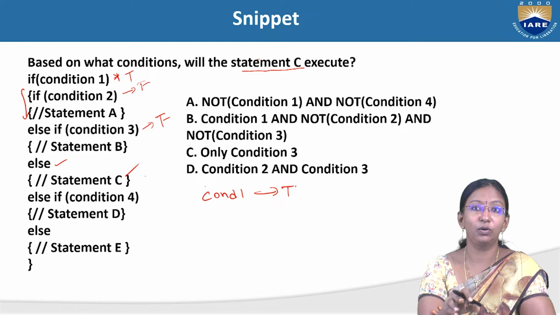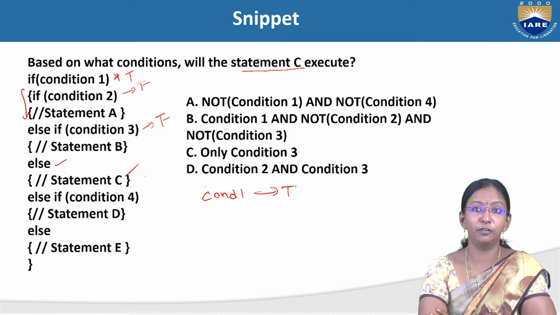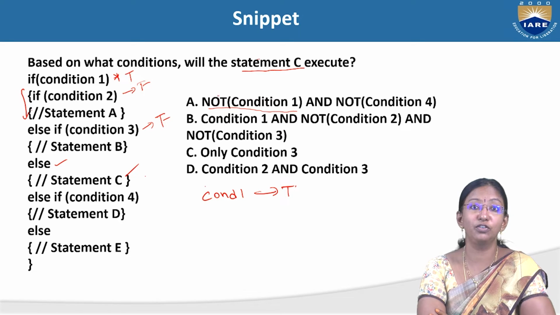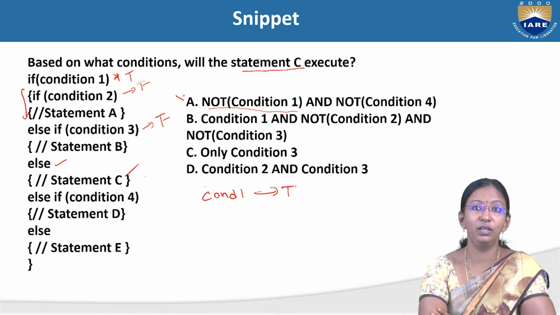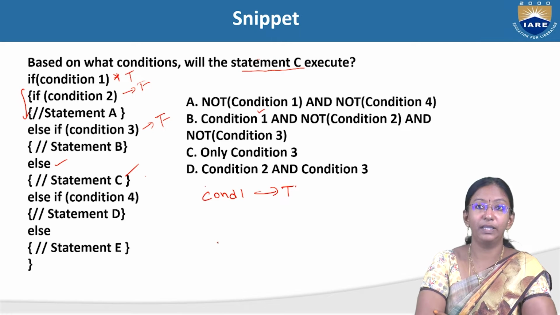Now have a look at all the options given. See what happens. If you look at the first one, not of condition 1. That means condition 1 must fail. That itself tells that this is not the right option. It is a blunder. Coming to the second one, condition 1. Yes, as per our analysis, condition 1 should be true. Very good.